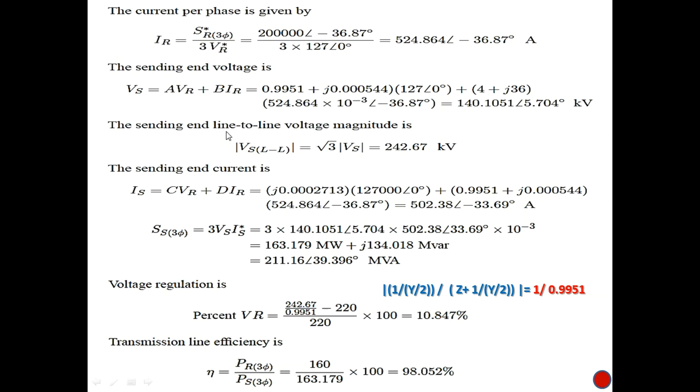The sending end line-to-line voltage, we just multiply the magnitude of Vs by square root of 3 to obtain 242.67 kV. The sending current Is is given by C VR plus D IR, and it is equal to 502.38 with angle minus 33.69 degrees.